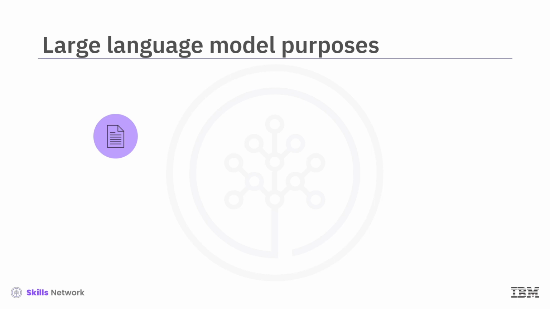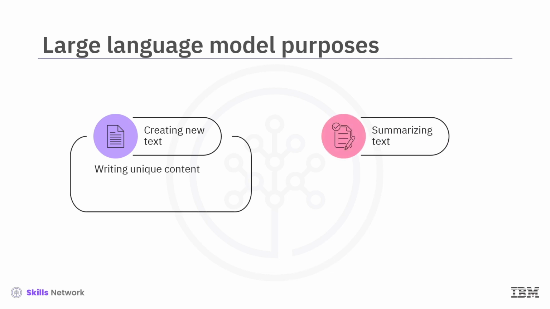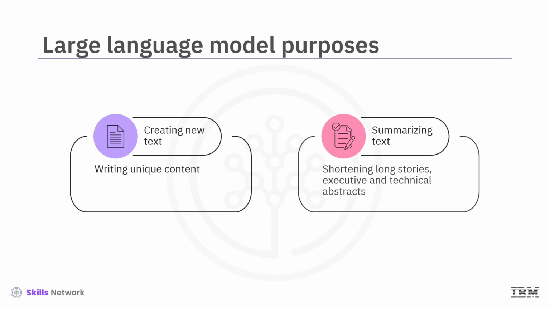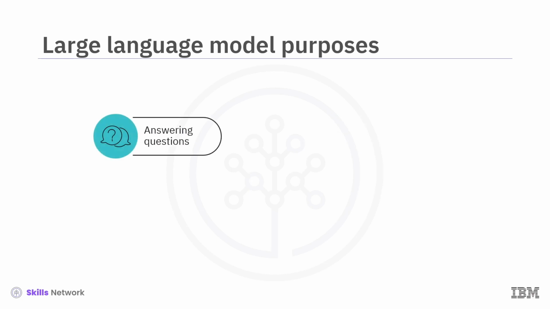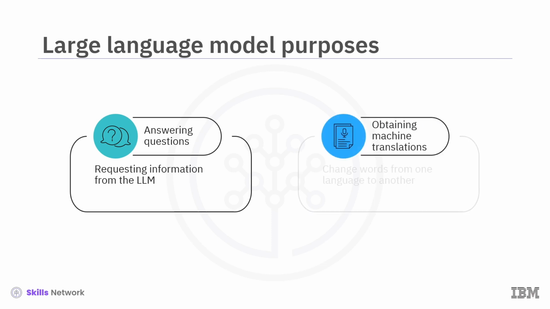LLMs can perform tasks such as creating new text, for example, writing unique content of different types and emails, summarizing text, such as shortening long stories or writing executive or technical abstracts. Answering questions happens when you ask an LLM interface a question to obtain helpful answers. Obtaining machine translations changes words from one language to another.